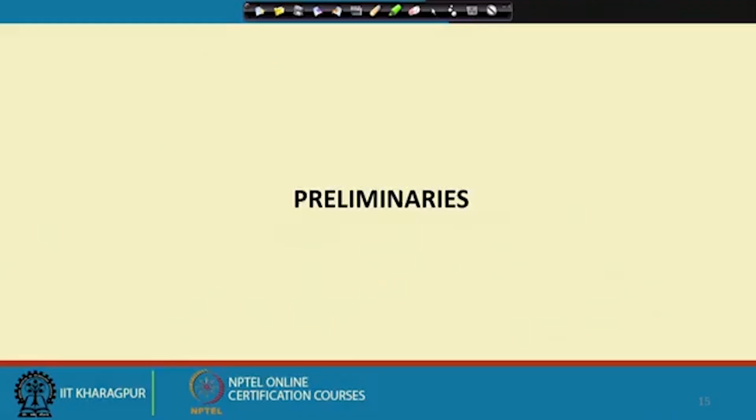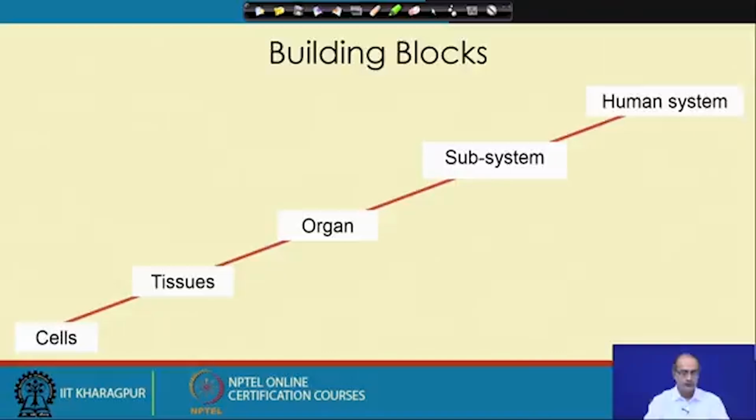So, now let us get into the preliminaries of this subject. First, we look at the organization of it. At the lowest level of the body, we have the cells, which are the basic constituents of the human body.